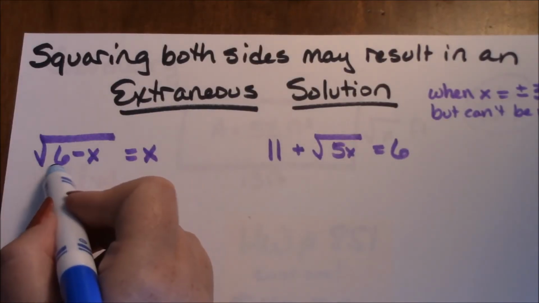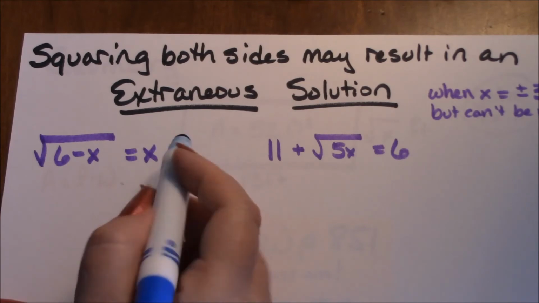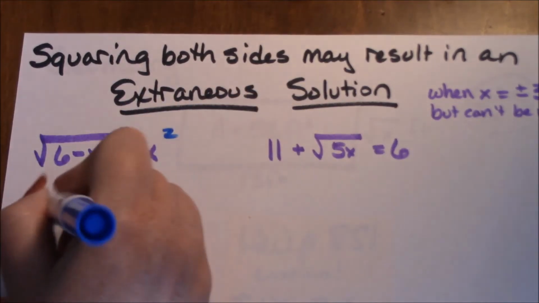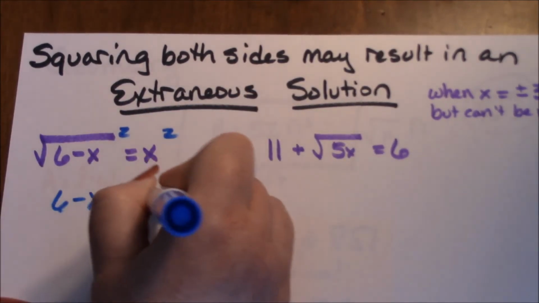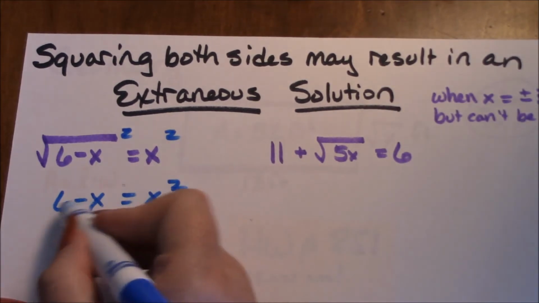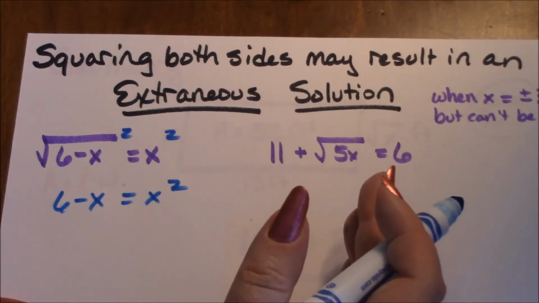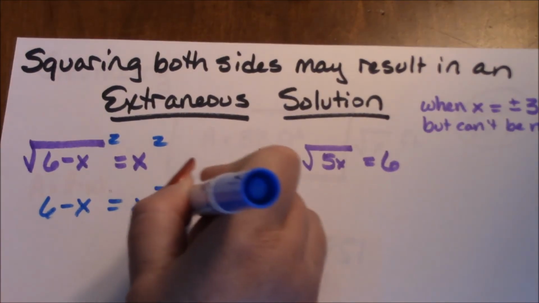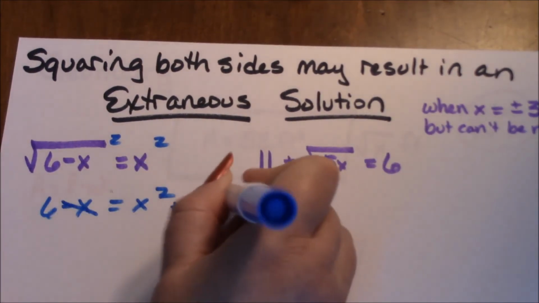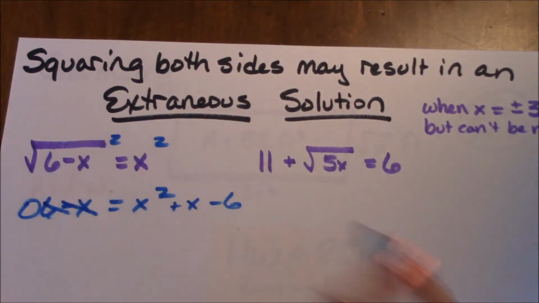So here's square root of 6 minus x equals x. I'm going to square both sides. So 6 minus x equals x squared. So now I've got an x squared and an x and a 6, and I'm going to pull them all over and find a polynomial that I can factor. So I'm going to say plus x and minus 6, and now it equals 0.